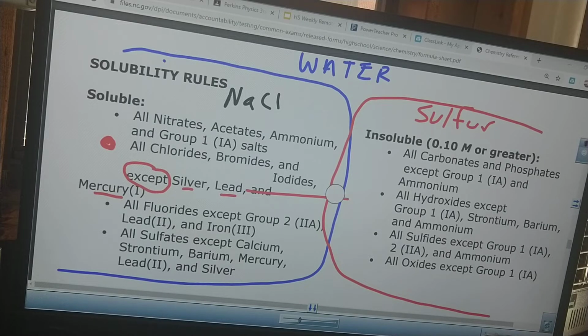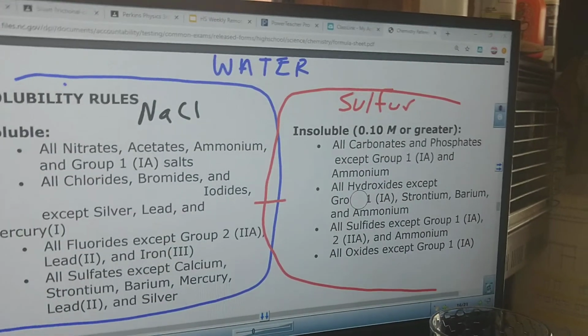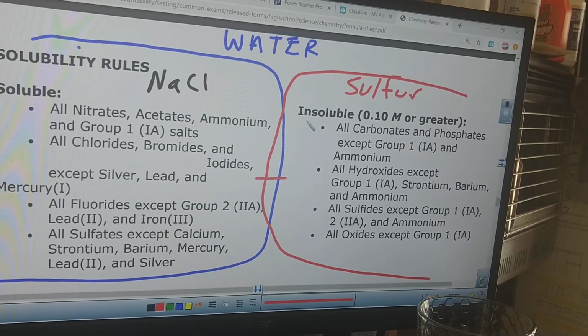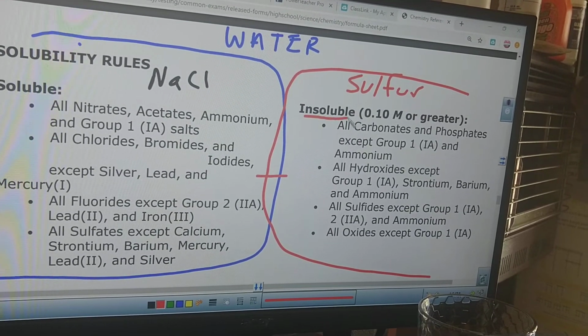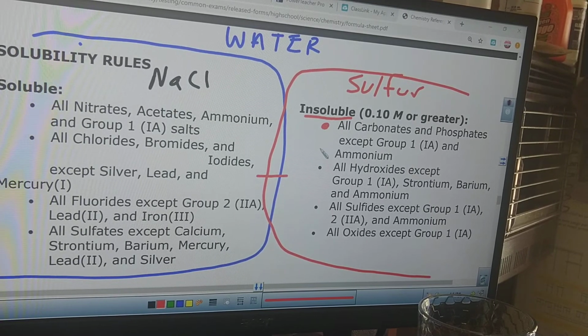So you have to be careful when you're reading these rules. There are exceptions. There are double negatives. Let me show you a true double negative. Let's look on the right side over here. Over here, these are things that are insoluble. And all of these are insoluble.